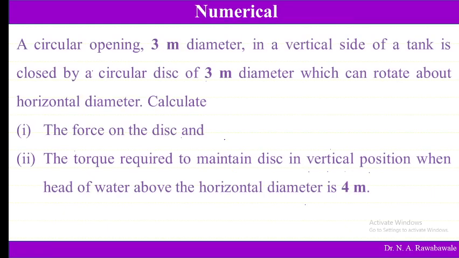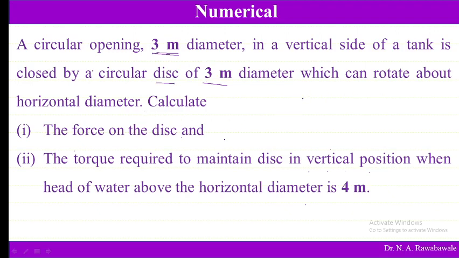So now very first we will discuss a numerical on a vertical plane submerged in a liquid. So this is a problem numerical. In this numerical, a circular plane of 3 meter diameter in a vertical side of a tank. So there is one tank and to which there is a hole, closed by a circular disc of 3 meter. So in a tank there is a hole of 3 meter diameter, and that hole is closed by a plate or circular disc of 3 meter diameter, which can rotate about its horizontal diameter.